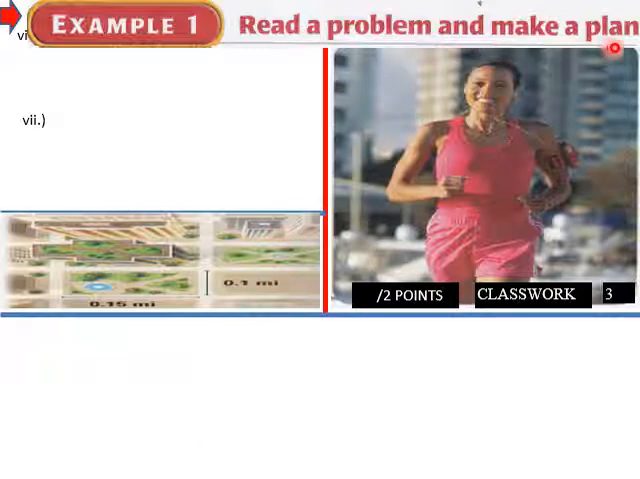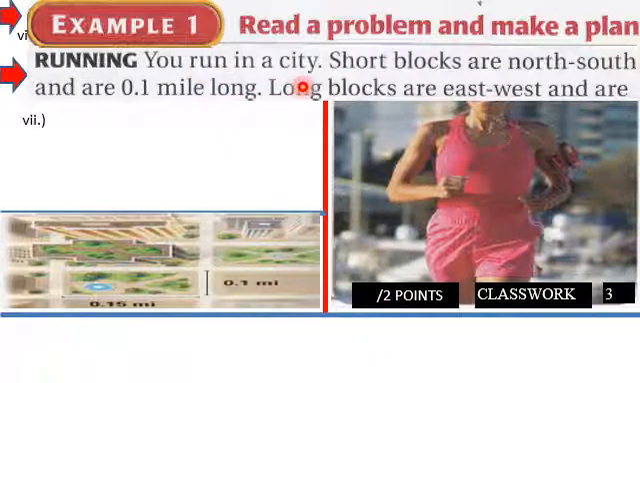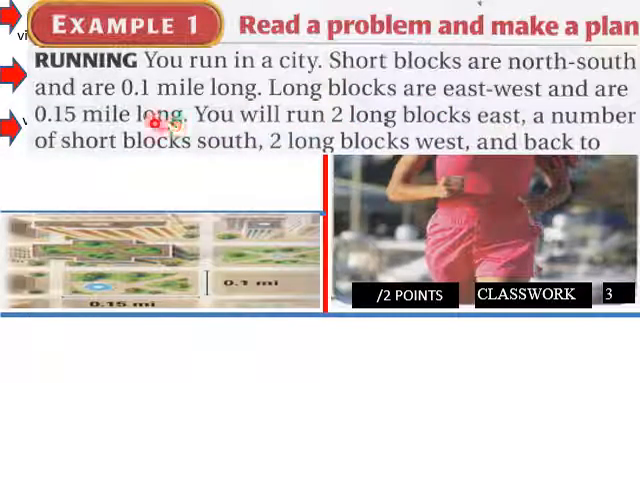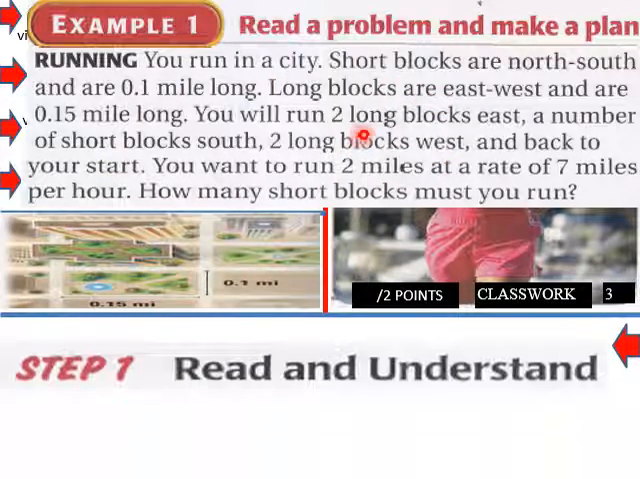Read a problem and make a plan. Example 1: you run in a city. Short blocks are north-south and are 0.1 mile long. Long blocks are east-west and are 0.15 mile long. You will run 2 long blocks east and a number of short blocks south, 2 long blocks west, and then back to your start. You want to run 2 miles at a rate of 7 miles per hour. How many short blocks must you run? Well, here is a diagram of this situation.